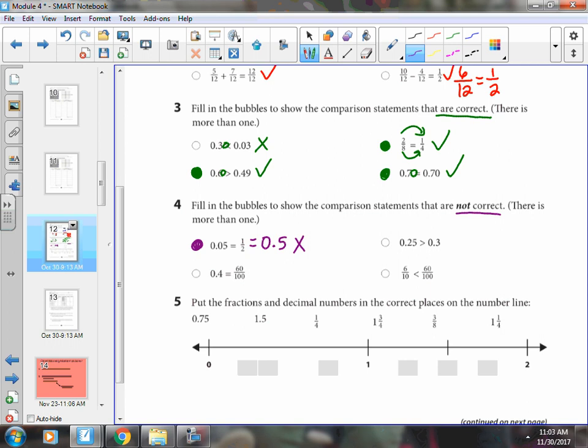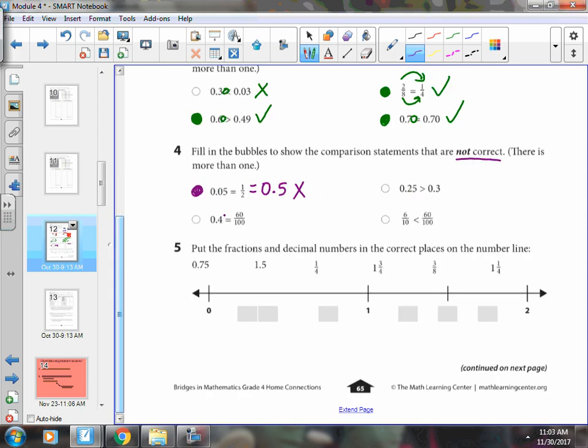And I'm going to put a bubble by it because remember on this one, I'm looking for the wrong ones. 4/10 is the same as 60 hundredths. Well, I know 4/10, I could put a 0 here, is the same thing as 40 hundredths. 40 hundredths is not the same as 60 hundredths. So this one is wrong, which means I need a bubble because I'm looking for the wrong ones.